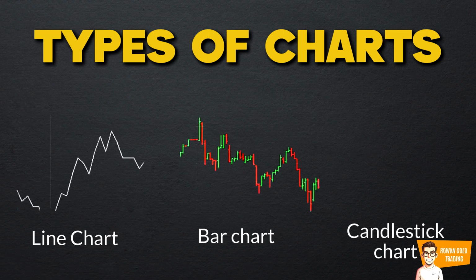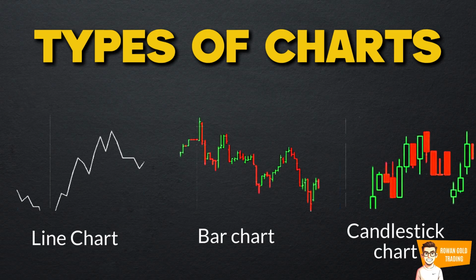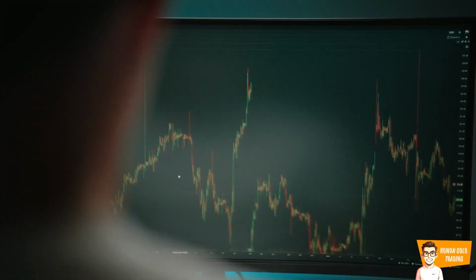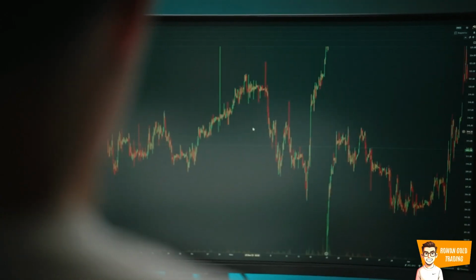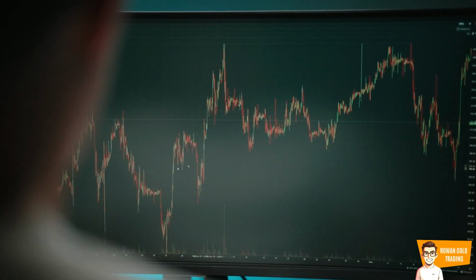I mean, think about it. What if you could look at a chart and instantly see the whole narrative playing out? See the moments of pure confidence, the flashes of fear, and the exact turning points where the battle for control is won or lost. Well, that's the power we're going to unlock today.